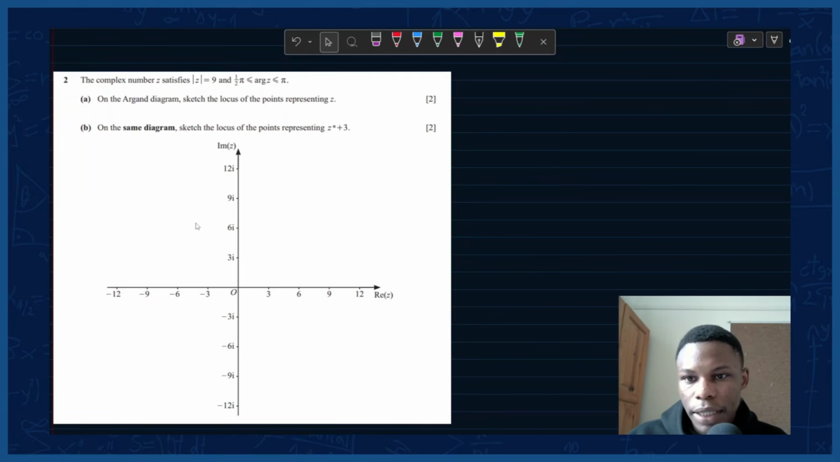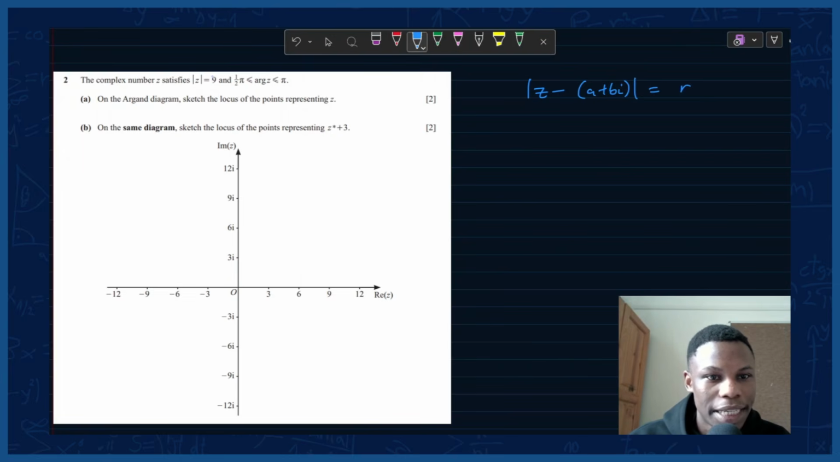Okay. So the modulus of z is equal to 9. That's going to be a circle centered at the origin with a radius of 9. Because we know if we have modulus of z minus some complex number is equal to r, it's going to be a circle centered at a, b with radius r. In our case, this is just the same as saying z minus 0. So a would be 0 and b would be 0. So it's a circle centered at 0, 0 with radius 9.